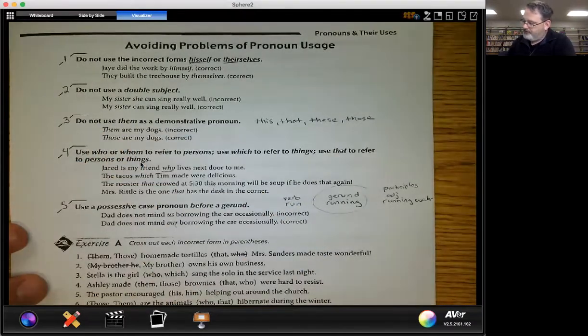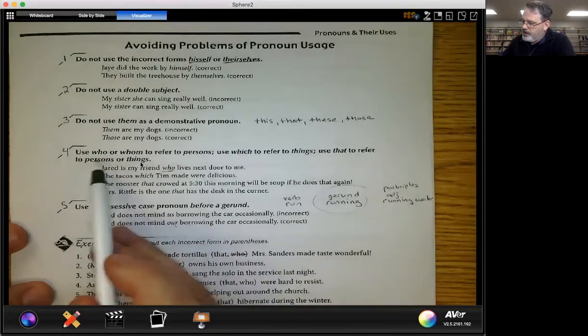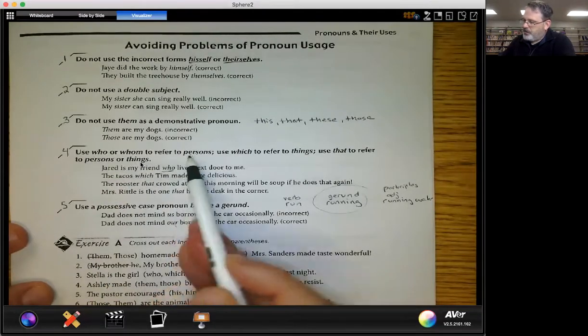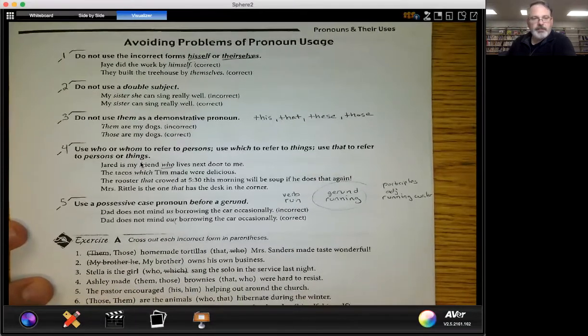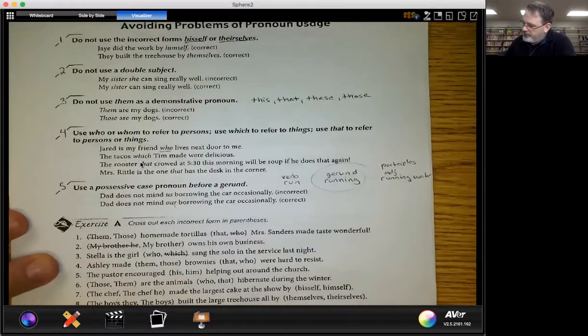So that's easy. Stella is the girl who or which sang a solo in the service last night. Well, let's look up here. Who and whom are used for persons. Which is used for things. Well, Stella is a girl. She's a person. So we can't use which. All right. Let's go a little further.